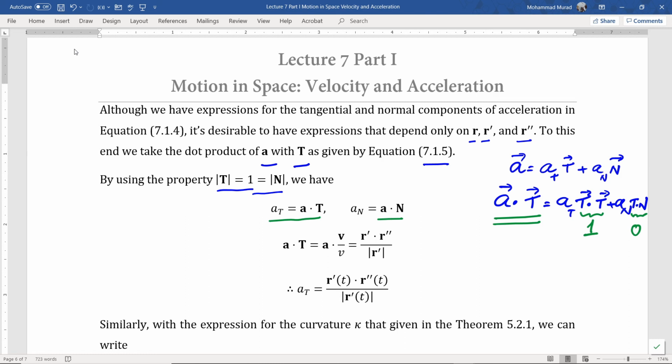Now, from this equation, a dot T is a dot v over v, which is the magnitude of the velocity vector. So a dot v is in fact the dot product r double prime dot r prime, which is written here. So we get the expression for the tangential component.